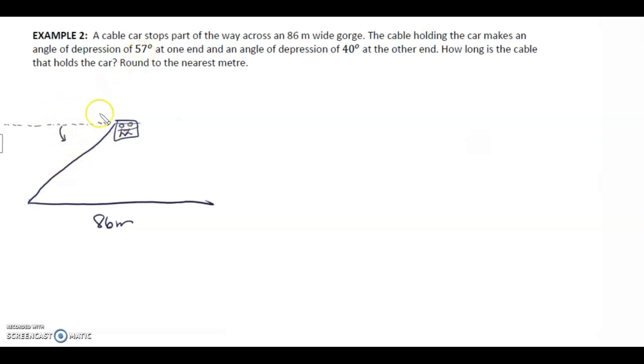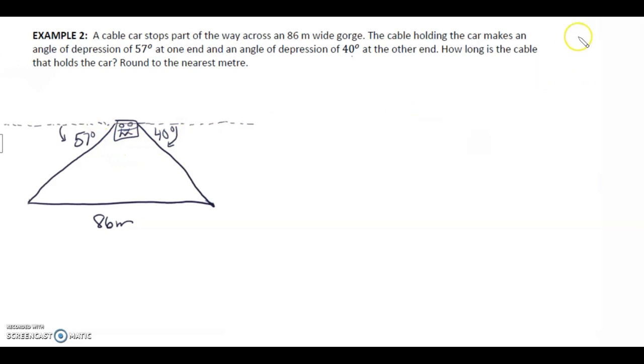Okay, and that angle of depression is 57 degrees. And the other side is at an angle of depression of 40 degrees. So again, go from a horizontal, angle of depression, 40 degrees. The question is, how long is the cable that holds the car, rounded to the nearest meter?